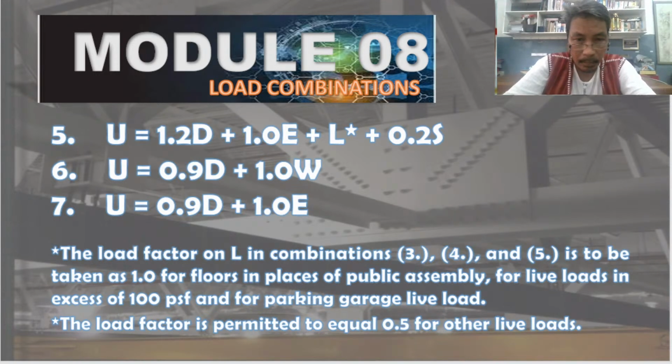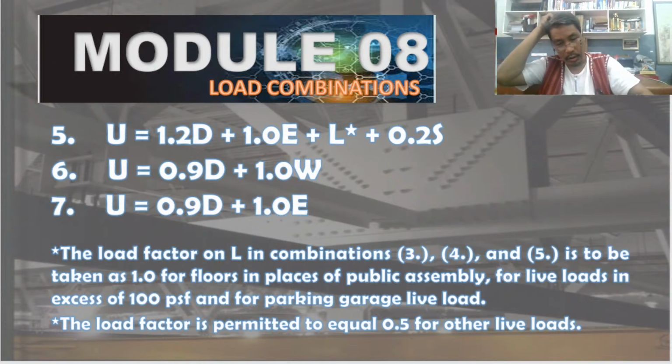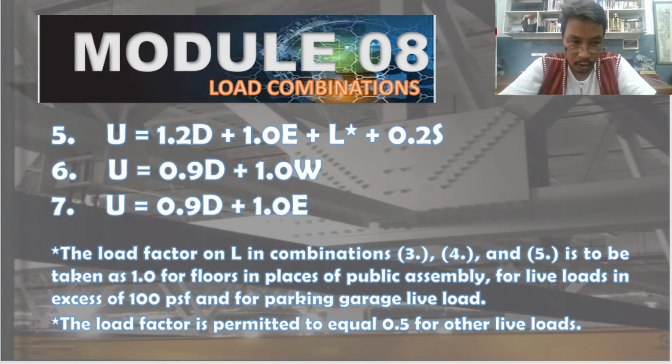And equation number 6, required strength is equal to 0.9 dead load plus 1.0 wind load. And equation number 7, required strength is equal to 0.9 dead load plus 1.0 earthquake load. So how many load combinations? There are 7 load combinations when we are talking of LRFD.